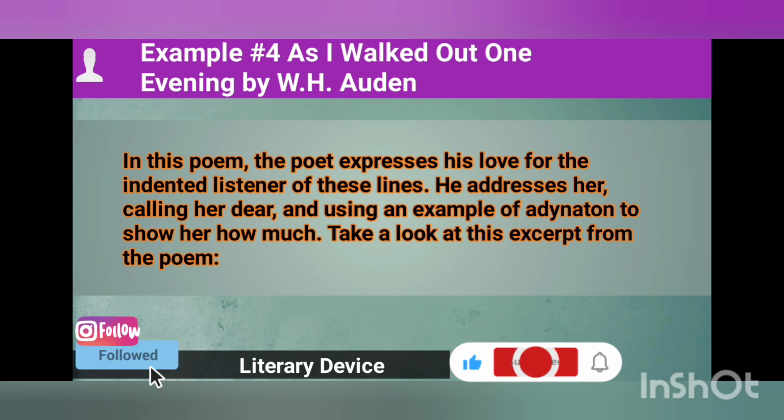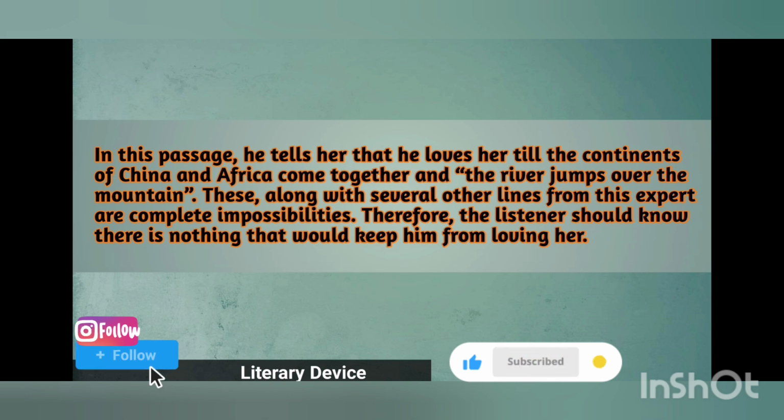In this passage, he tells her that he loves her till the continents of China and Africa come together and the river jumps over the mountain. These, along with several other lines from this poem, are complete impossibilities. Therefore, the listener should know there is nothing that would keep him from loving her.